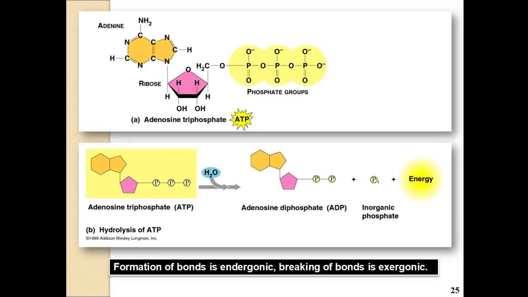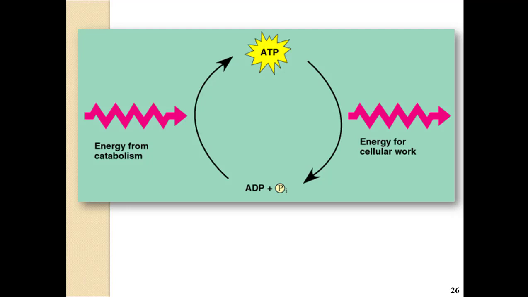Now again, just to reiterate, the formation of bonds is endergonic, meaning that we have to add energy. The breaking of bonds is exergonic. So this down here is an exergonic reaction. We're losing energy. Now this energy can be used to do other work in other places of the body, and that's typically what we do. This next couple of slides here just shows how energy is transferred from catabolism over into cellular work.